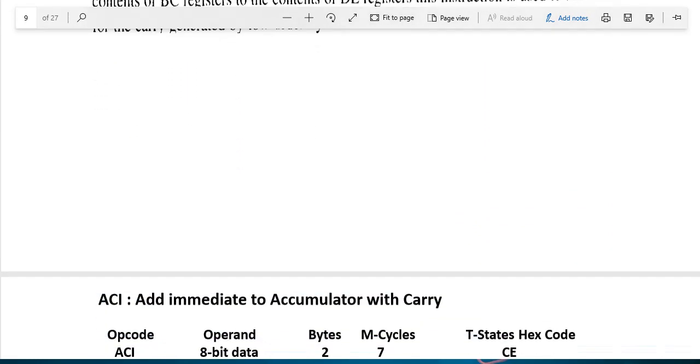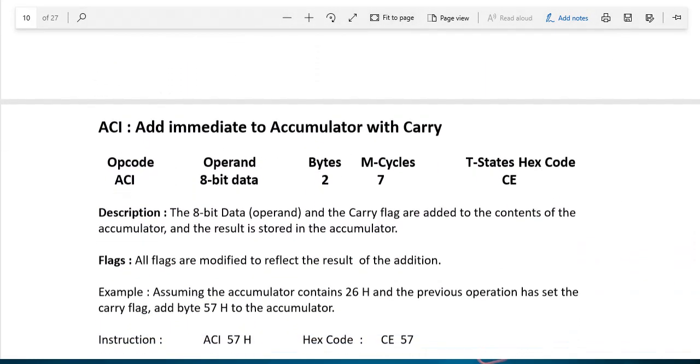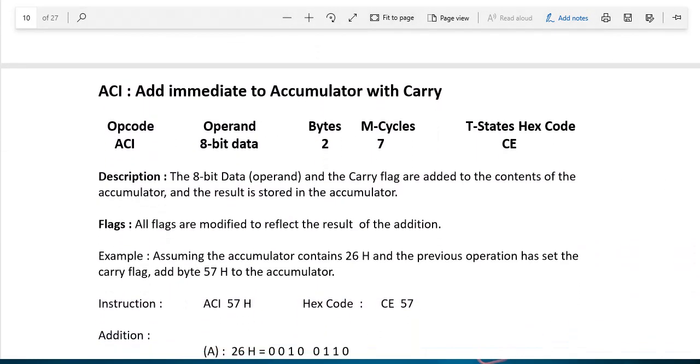Now ACI. ACI means add immediate data along with the carry flag. For example, if I write ACI 24, what does it mean? It means A plus 24 along with the carry flag, and the result goes to the accumulator.